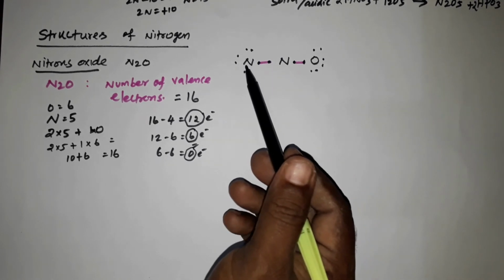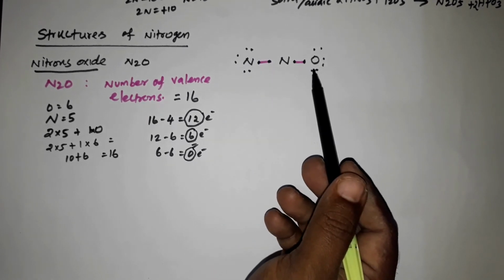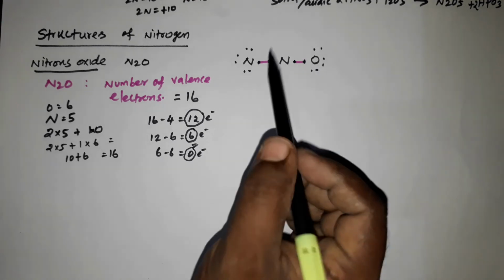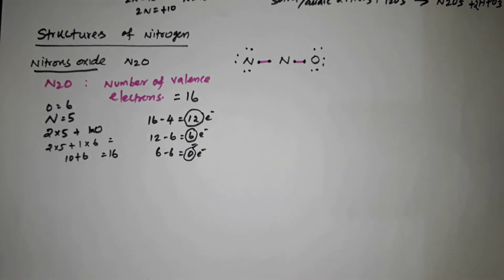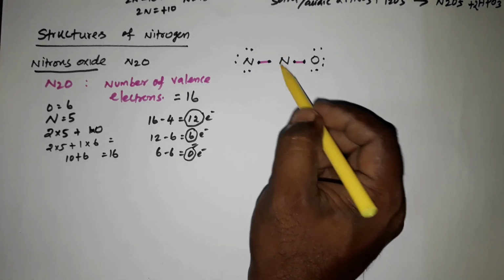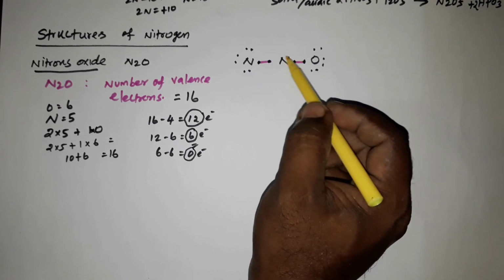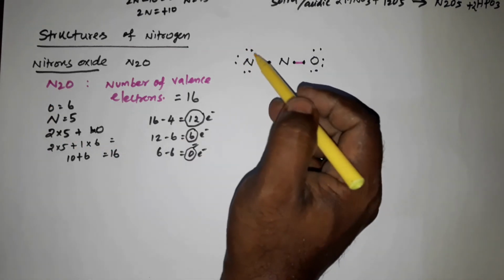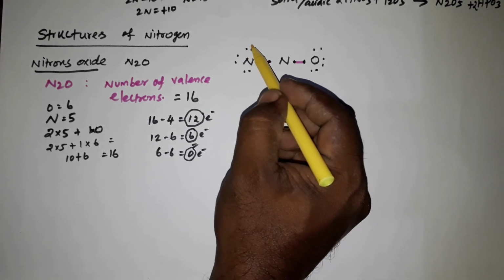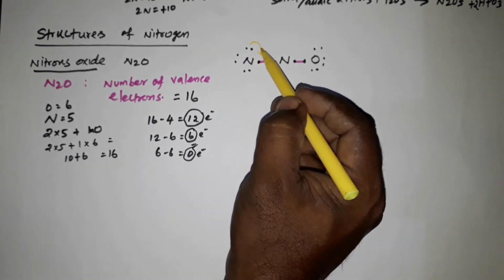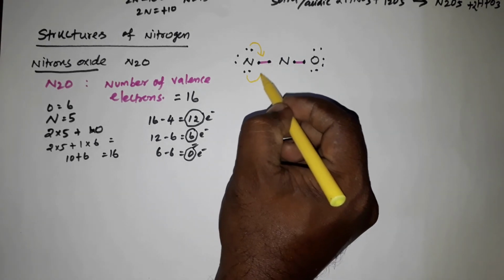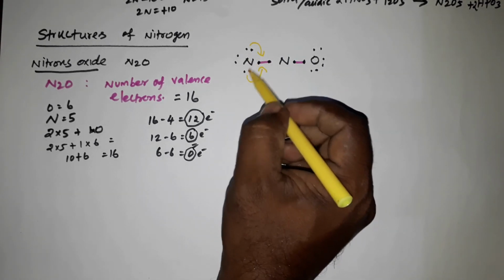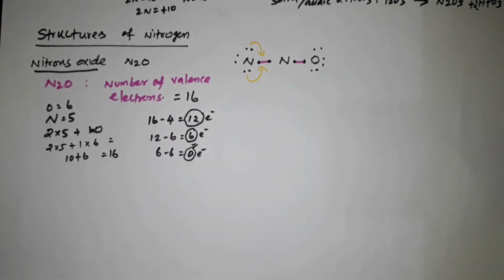See here, so this nitrogen octet completed, oxygen octet completed. But see here, this middle nitrogen atom, there are only 4 electrons. Okay, 4 electrons are there, but octet is not completed. Clear? So we are going to complete the octet. See here, these 2 electrons, these lone pair electrons can be converted to bond pair electrons. Lone pair can be converted into bond pair electrons. So here 2 lone pairs can be converted to bond pairs.